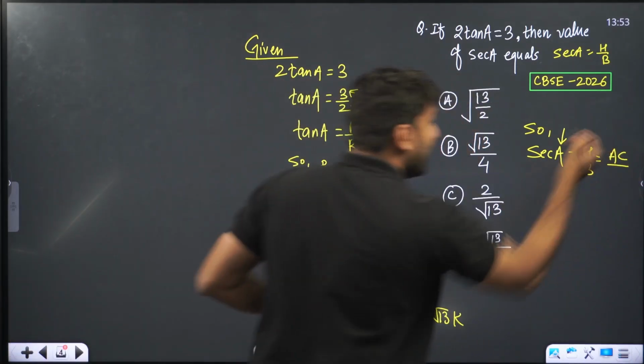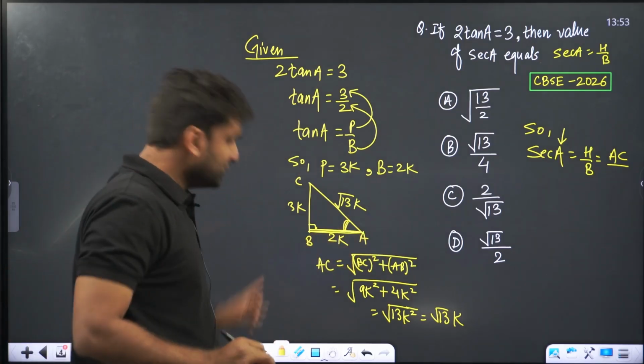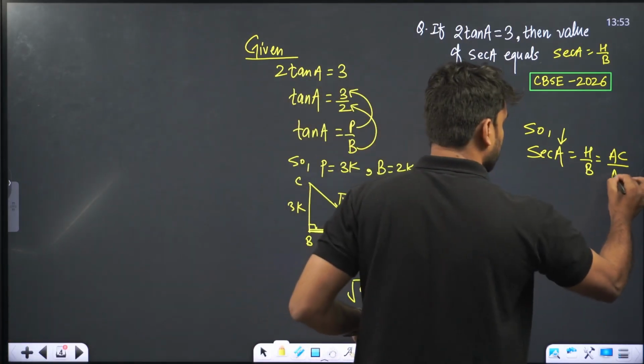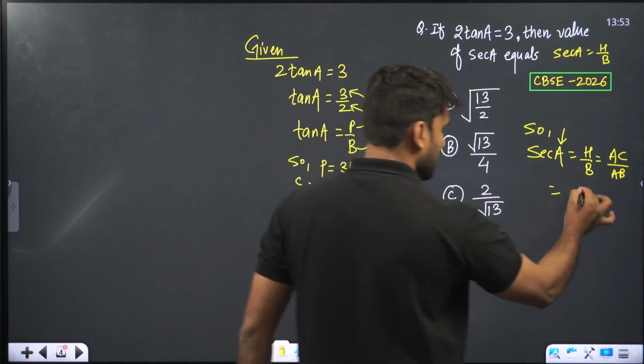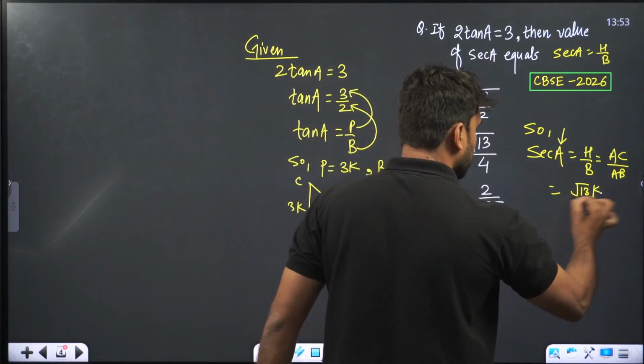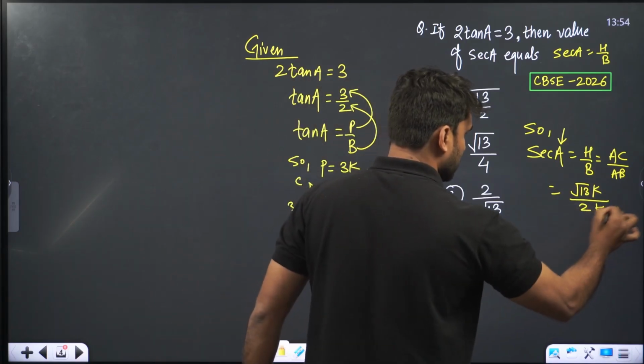Hypotenuse is AC, and base will be this because we are dealing with angle A. So AC by AB, right. So where is AC? AC is under root 13k. And where is AB? AB is equal to 2k.